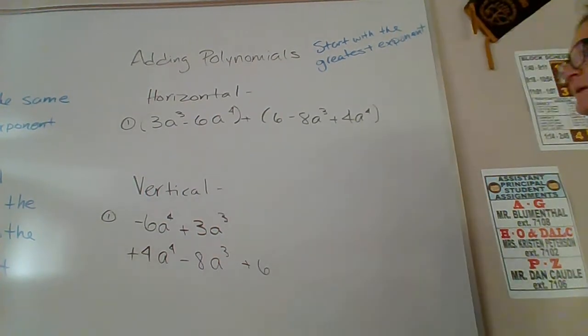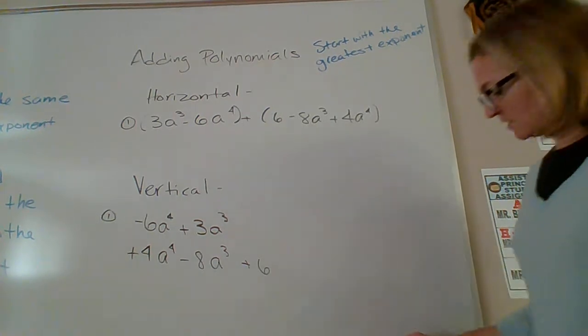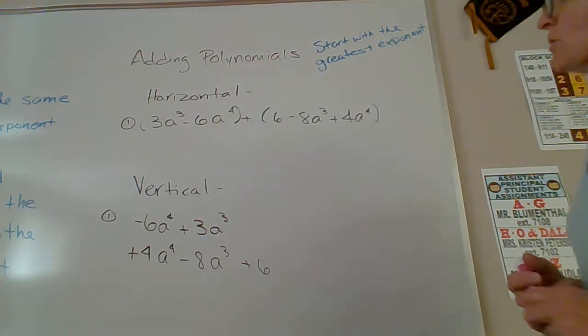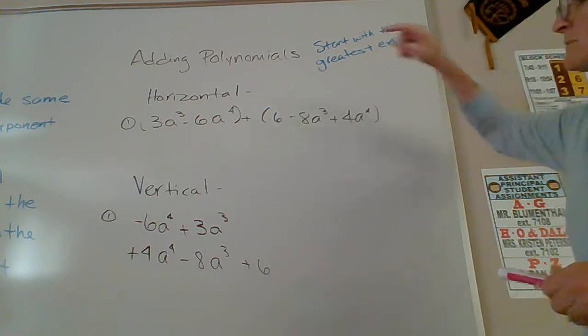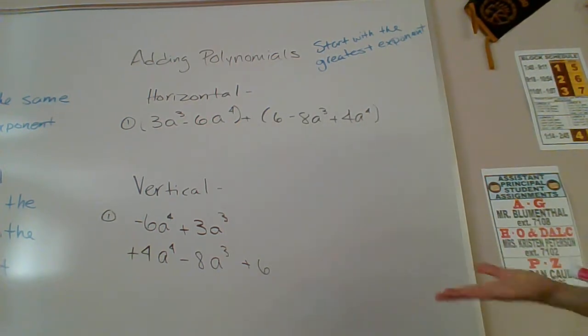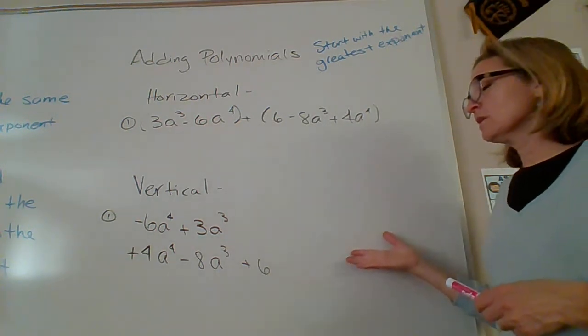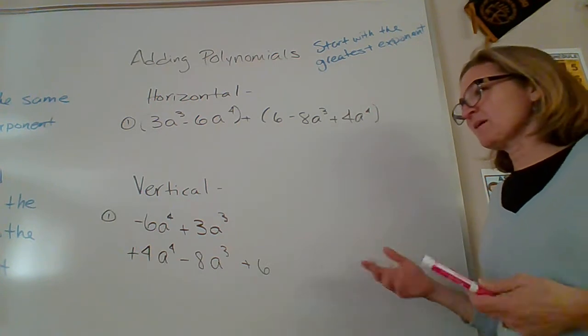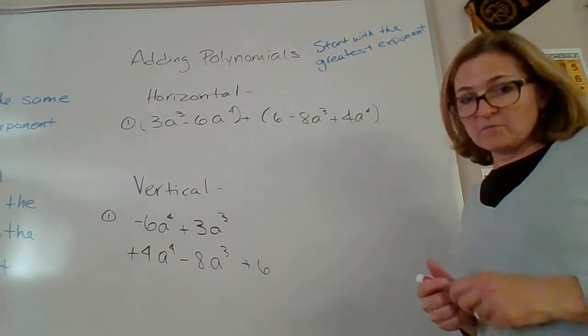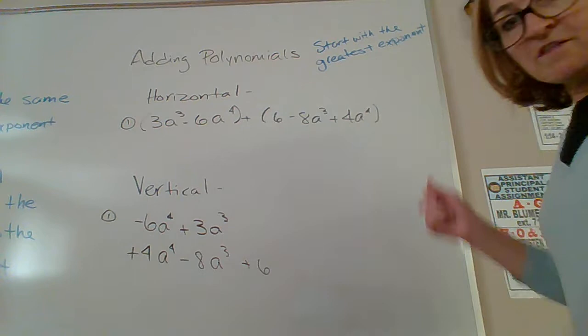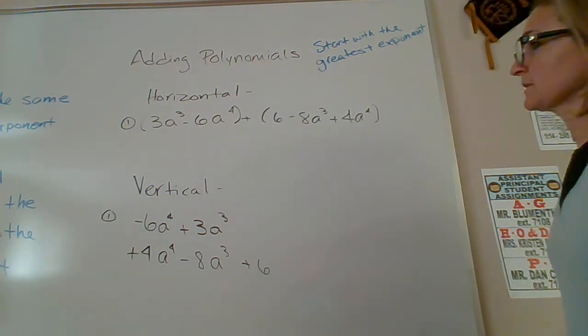Now to add some polynomials. When I add polynomials, I always start with the greatest exponent. And there are two methods that I'm going to go through, horizontal and vertical. I don't really typically like the vertical method, and I hope that you don't either because the horizontal method is a whole lot easier to get through.